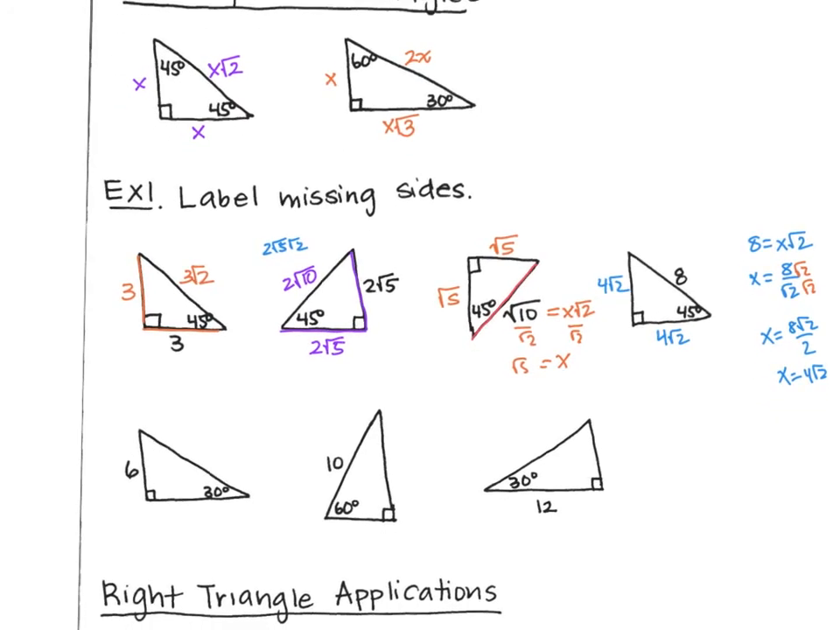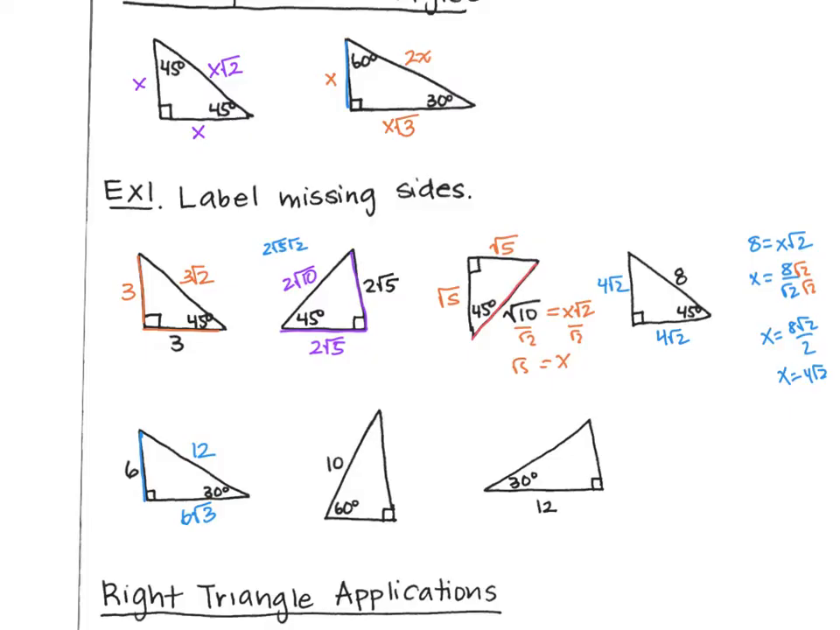Okay, the last three are going to be 30, 60, 90 triangles. Okay, and you can do these in your head. I don't mind. Okay, I'm going to look at this. This is the short leg because it's across from the 30-degree angle. So that's the same as this side up here. That is x. The hypotenuse is 2 times x. So if this is 6, 2 times 6 is 12. And the longer leg is x root 3. So since x is 6, this is going to be 6 root 3.